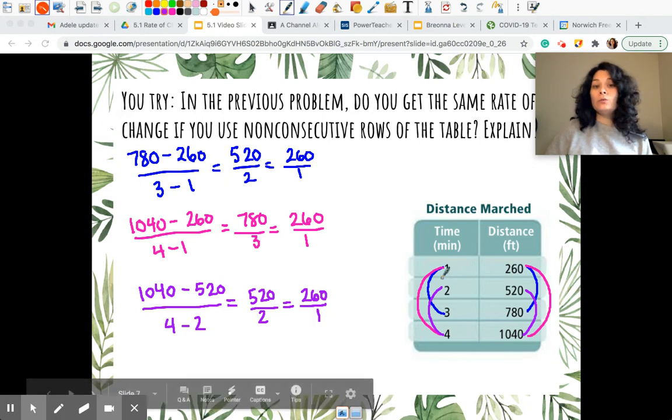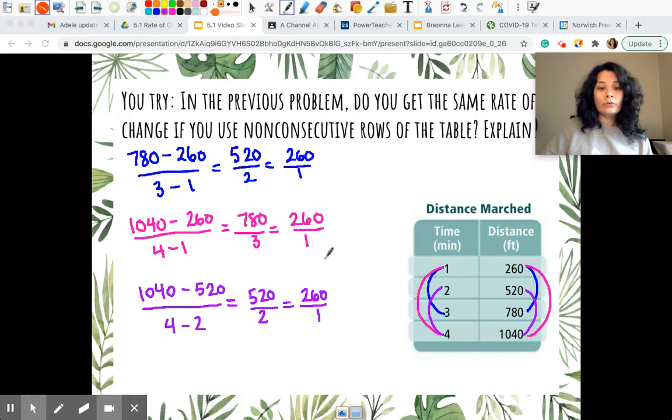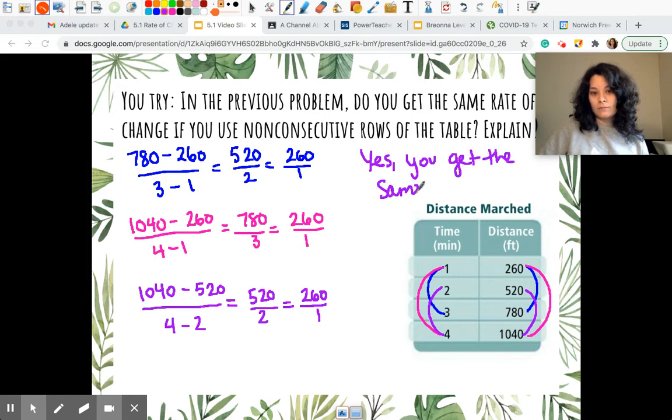Regardless of which ones you used and what order you did it in, you should have arrived at the same answer: the rate of change is still going to give you 260 feet over 1 minute. So it doesn't matter if you use non-consecutive rows, the rate of change here is constant, so you're going to get the exact same answer no matter what. So we should probably state our final answer. Do you get the same rate of change? Yes, you get the same answer. Same rate of change. And then here's my work to justify that answer.